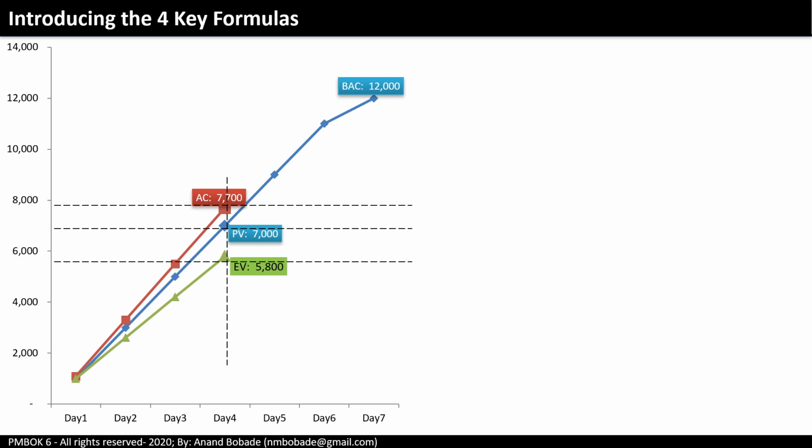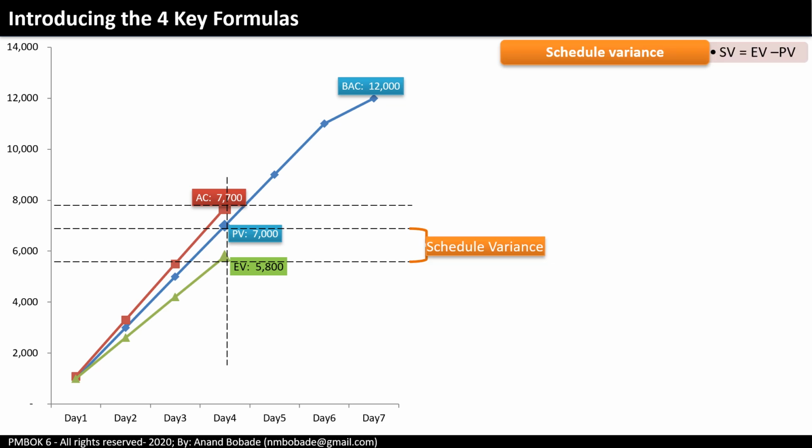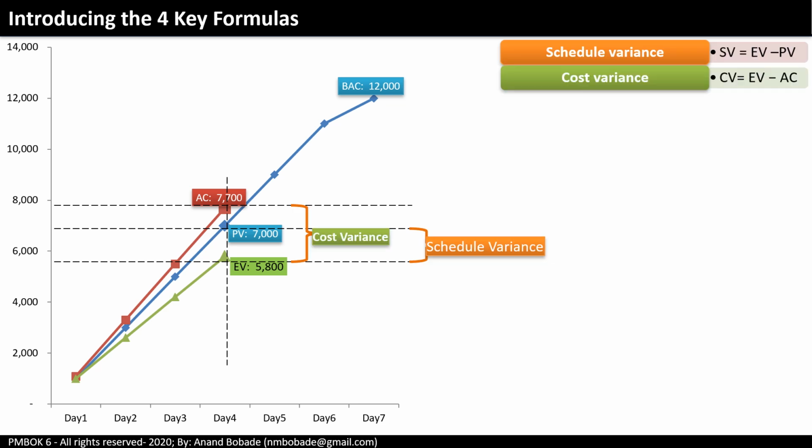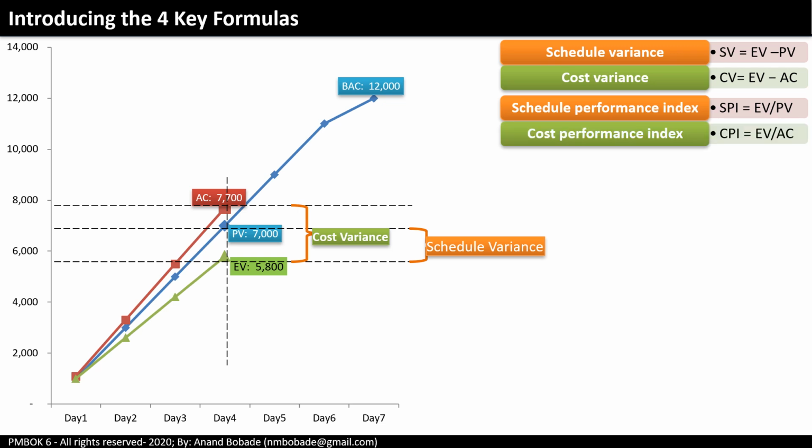Now here come the 4 most important EVM formulas you must know. Schedule variance, SV, equals EV minus PV. Cost variance, CV, equals EV minus AC. Schedule performance index, SPI, equals EV divided by PV. Cost performance index, CPI, equals EV divided by AC.